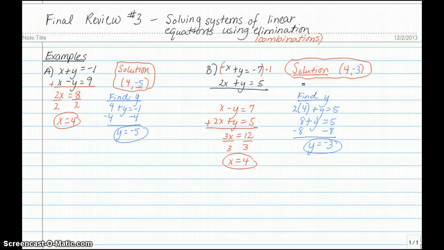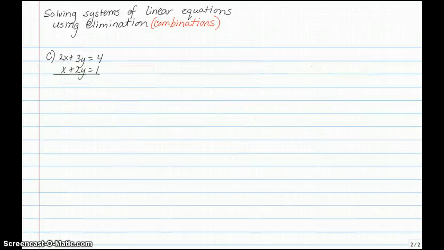Okay, let's go on to one more example, then you're going to do 2 on your own. Okay, letter C is 2x plus 3y equals 4. That's one equation. The other equation is x plus 2y equals 1. So what we're going to do is first of all get a pair of opposites. 2x and x are not, 3y and 2y are not, and neither are 4 and 1. Now, the x would be the easy one to do, but I want to make sure that you understand what you do when you have to multiply both of them by an amount.